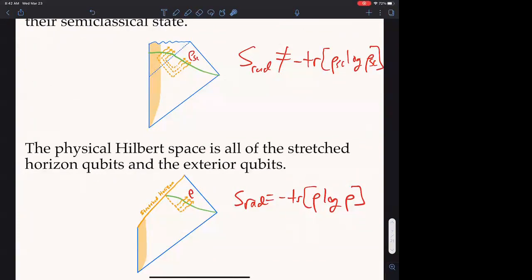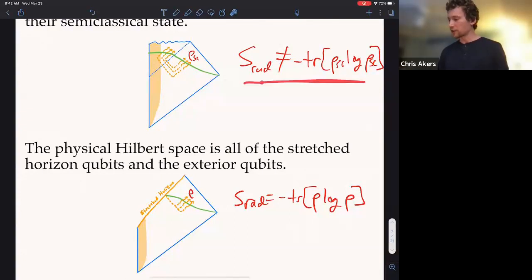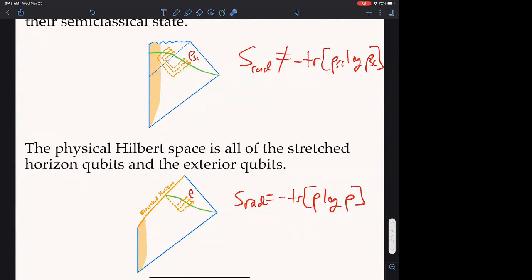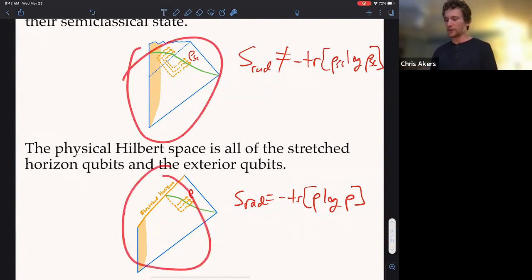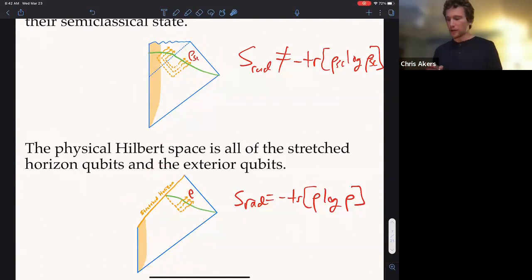But how are you assured that they would match? Yeah, so this answer won't match this answer. They're not just two different equivalent descriptions. They're two different ways we might describe a black hole evaporating.